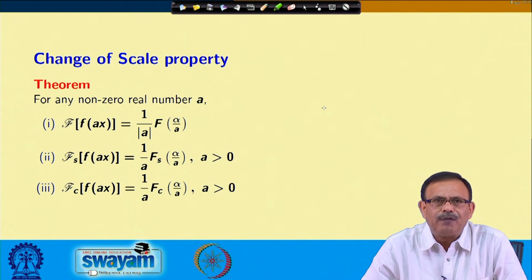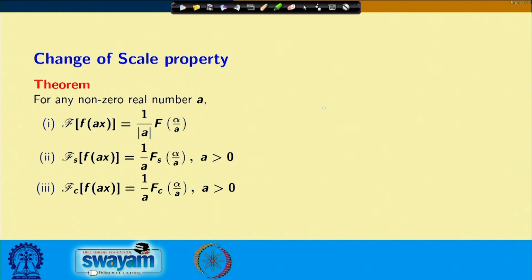Fourier transform of f(ax): earlier you were adding, now you are multiplying x by some non-zero number. Then this will equal 1 by absolute value of a times the Fourier transform of f at alpha by a. Similarly, the Fourier sine transform of f(ax) equals 1 by a times the Fourier sine transform at alpha by a, for a greater than 0, and the Fourier cosine transform of f(ax) equals 1 by a times the Fourier cosine transform at alpha by a.